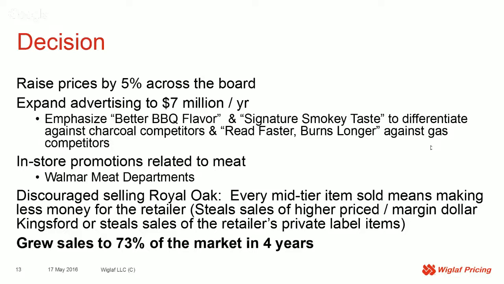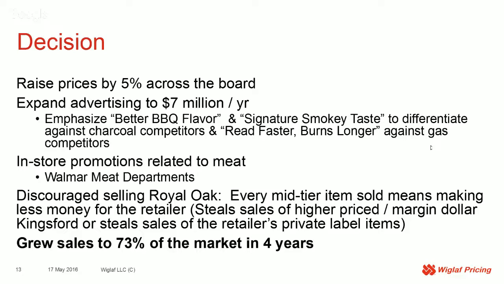In-store promotions, there were some, but they were all related to the meat category. It was putting the charcoal next to the meat, reminding people, let's go barbecue this weekend. And they told the retailers, because they have to sell through the retailers, that every time you sell something in the middle, meaning Royal Oak, you're either stealing a sale from your own private label or you're stealing a higher margin sale from Kingsford. So perhaps you don't want to sell Royal Oak.